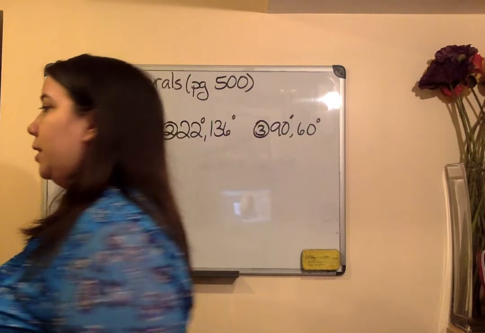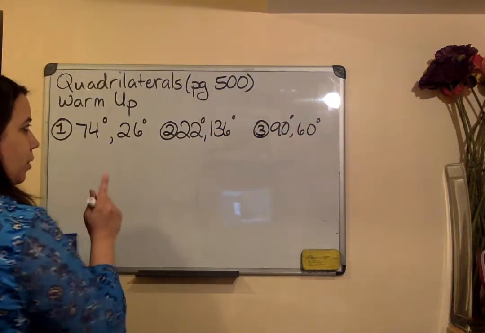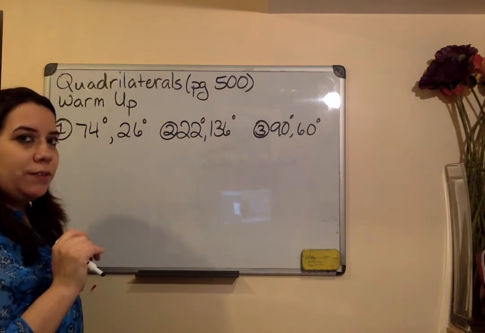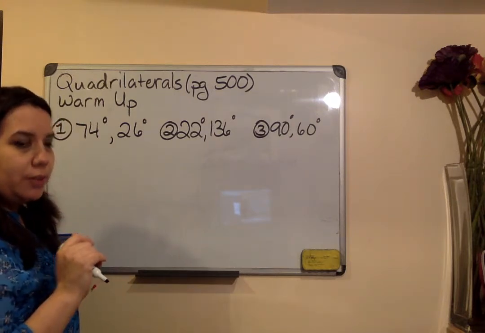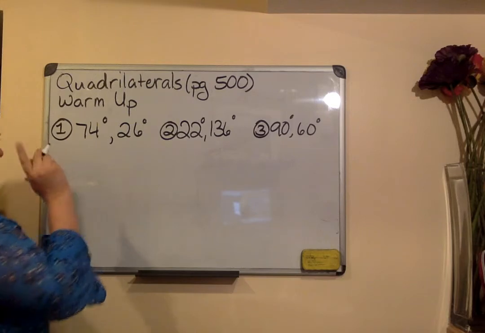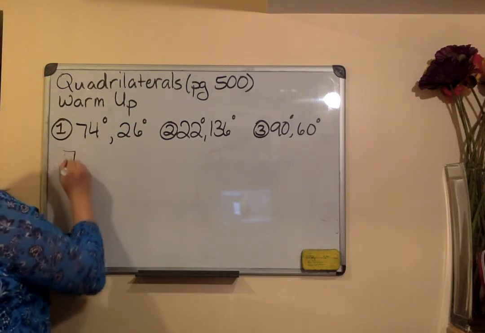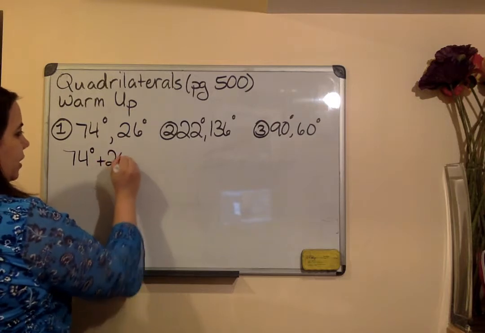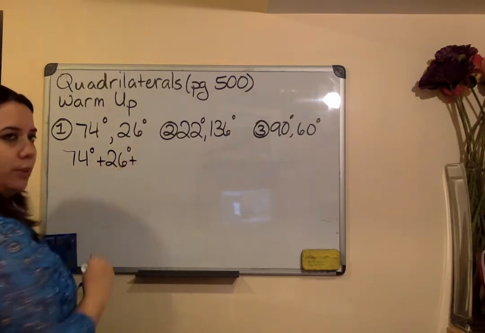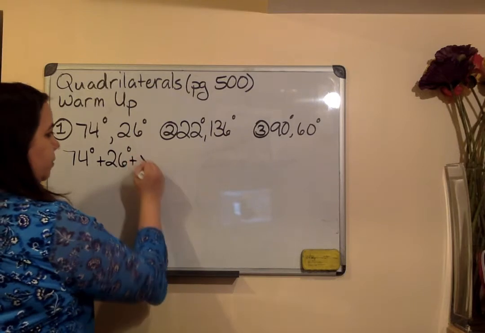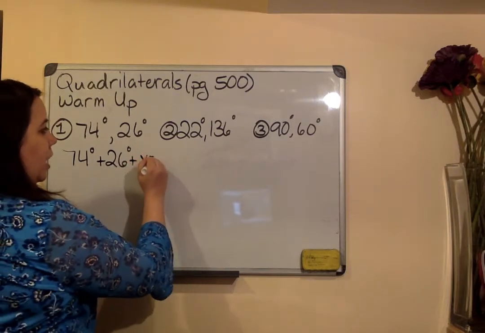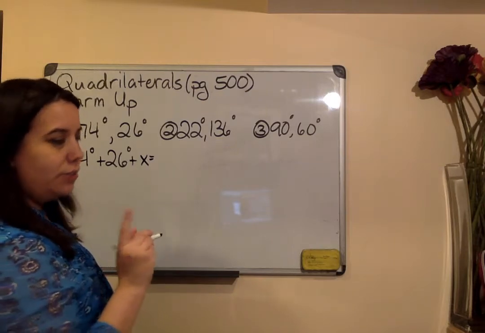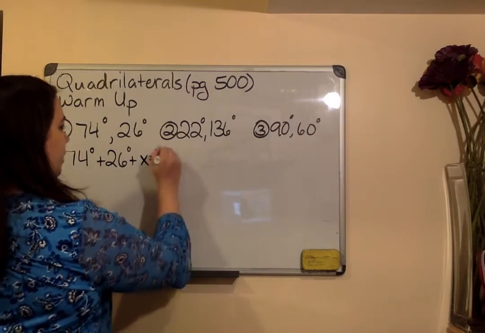All right, so here is what you were supposed to do for the warm up. They gave you the two angles of a triangle, and they want you to figure out the missing angle's measurement. So what we have to do, if you remember, is you take the angles that you know, 74 degrees and 26 degrees, and we don't know the third angle, right? So we're going to put a variable, for our case, x, and how many degrees makes a triangle? 180. So we're going to make it equal 180.